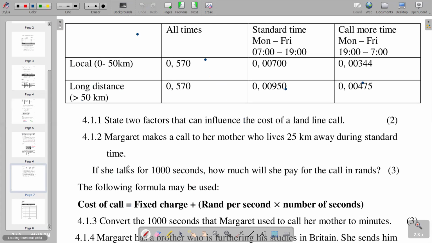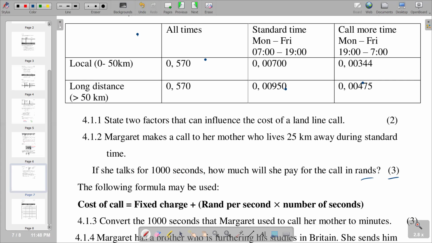The next question that we have is, Margaret makes a call to her mother who lives 25 kilometers away during standard time. If she talks for 1,000 seconds, how much will she pay for the call in rands? Our question has 3 marks. Beneath that, it reads that the following formula may be used. Cost of call equals fixed charge plus rand per second times number of seconds.